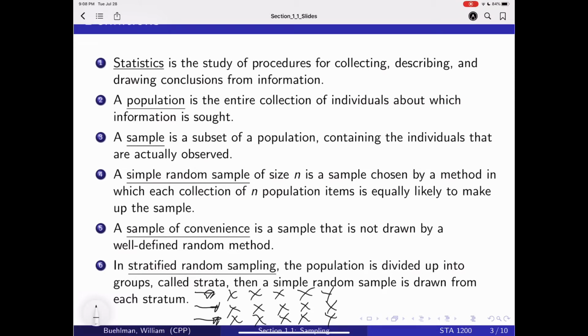Now from each one of these groups, we take a simple random sample. So that's a stratified sample. We break each one into a stratum, and then maybe I take one from this group, one from that group, and one from that group. So that is a stratified random sample. And next we'll see something very similar to that.